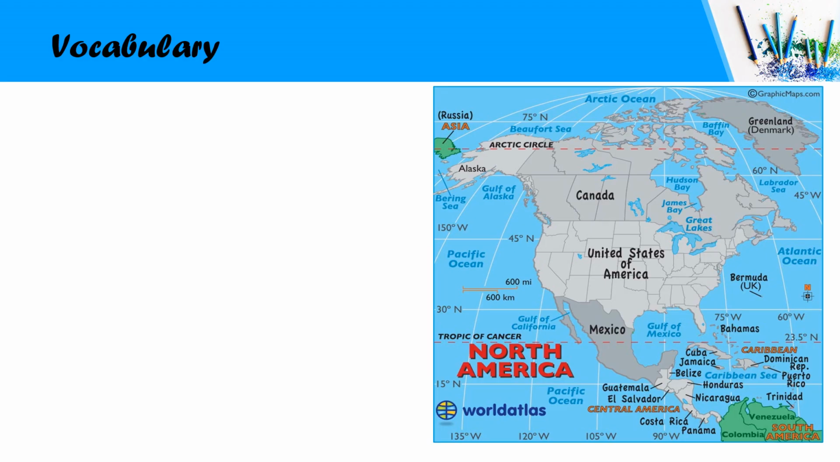Here are the keywords of the lesson. Okay, number 1 is colony. It is a land ruled by another country, or we can say, grade 5, it is a group of people from one country who build settlements in another territory or land.